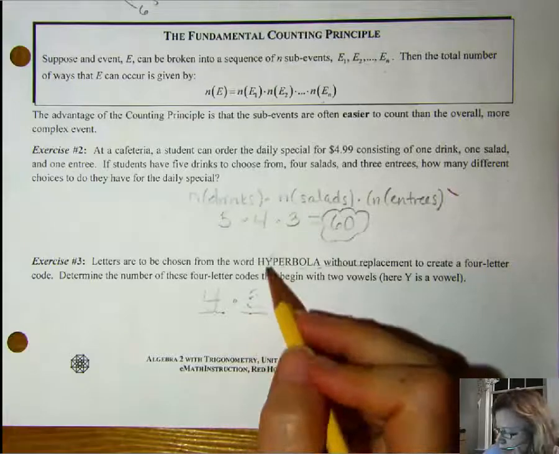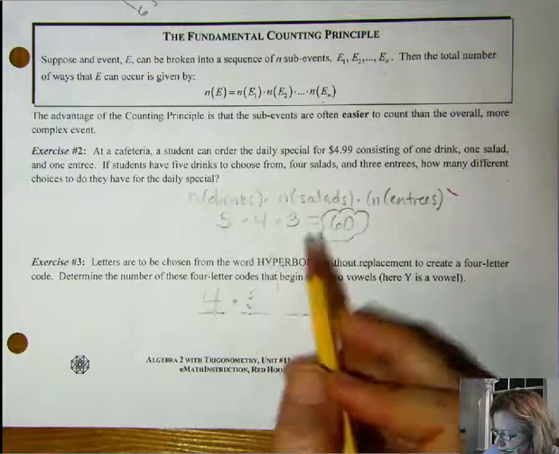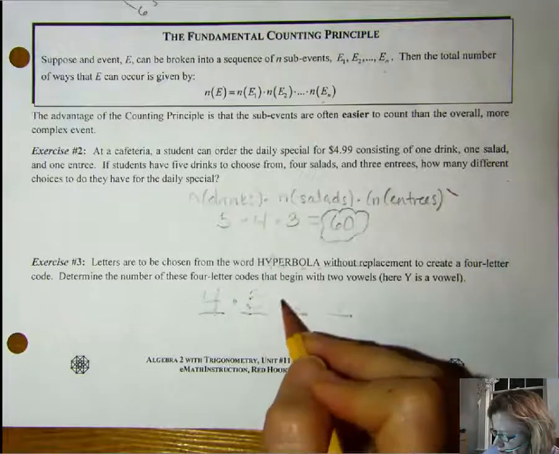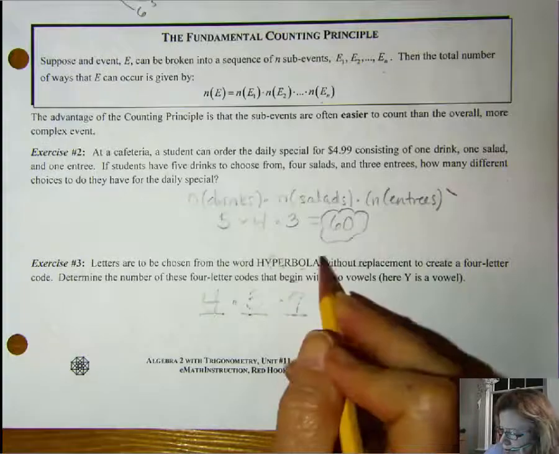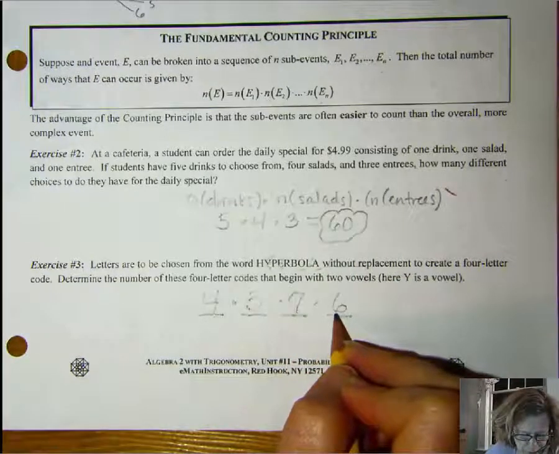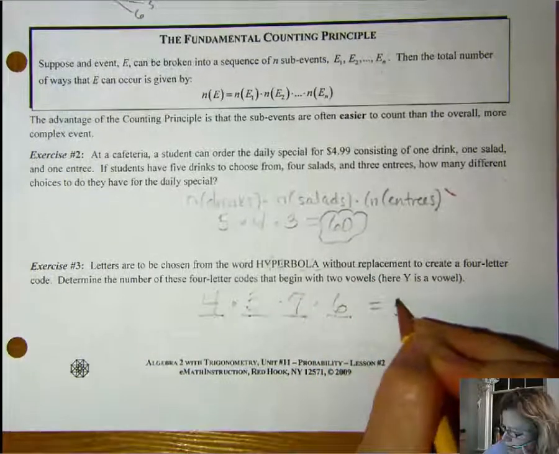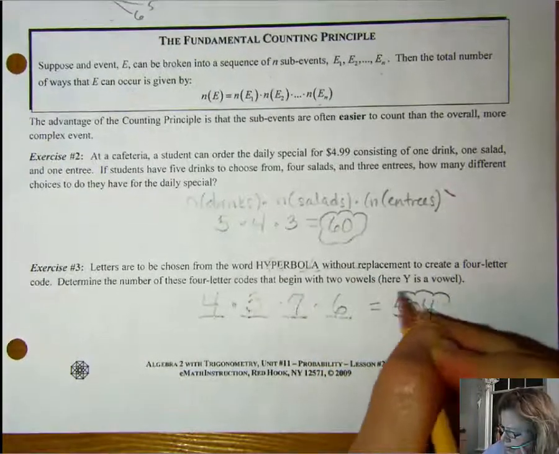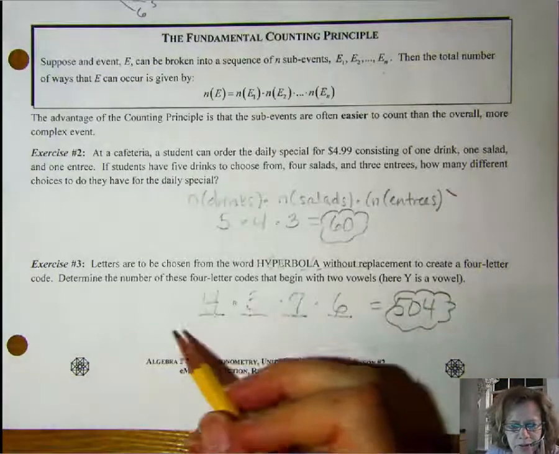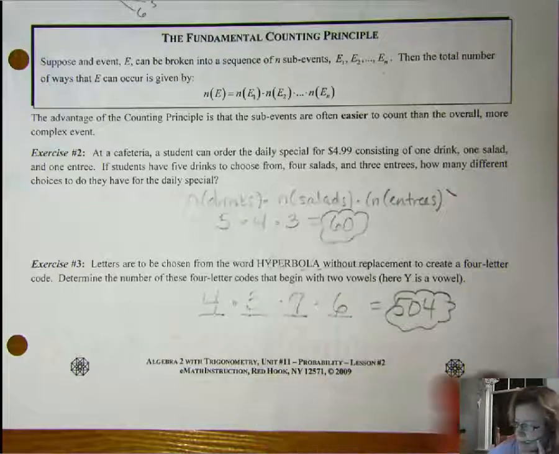Well, let's say I use the Y and the E for those first 2 vowels. How many letters do I have left? 1, 2, 3, 4, 5, 6, 7. I have 7 letters left. I've used one of them. Doesn't matter which one. Now I have 6 left. So I have 4 times 3 times 7 times 6, or 504 possible codes made from the word hyperbola. Again, this is much faster than having to draw a tree diagram with 504 branches.